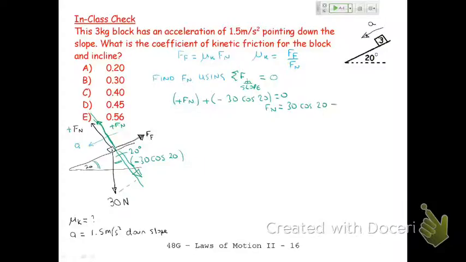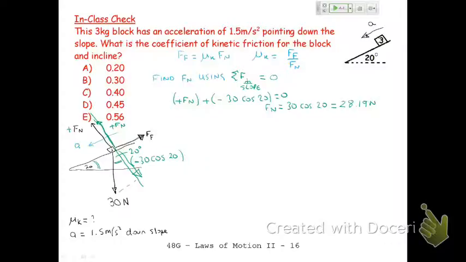And what is that? Let's do a numerical value for that. So what is 30 cosine 20? 28.19? 28.19. Thanks.